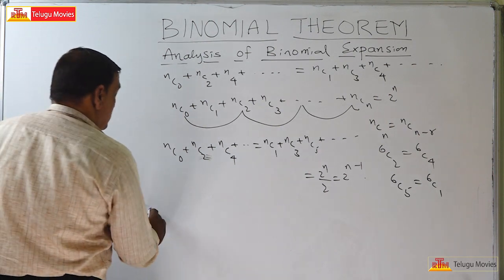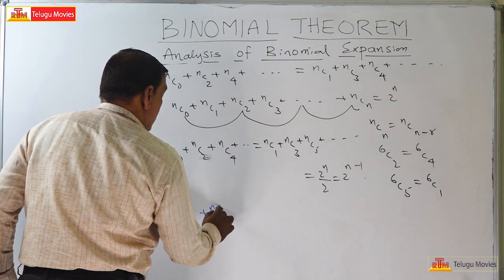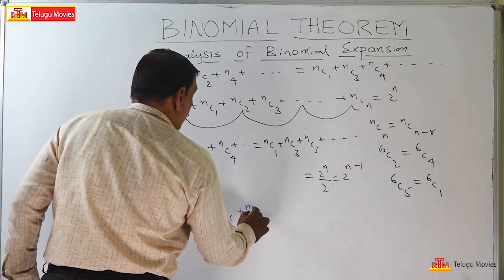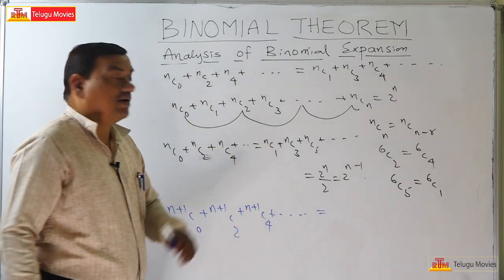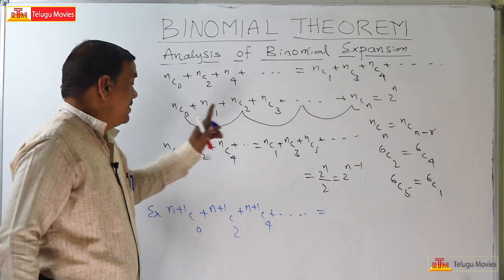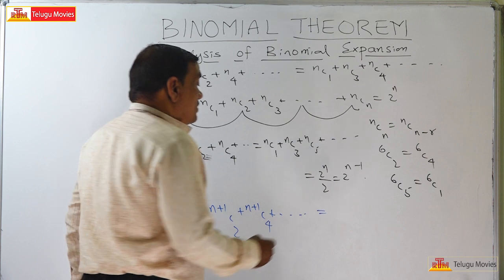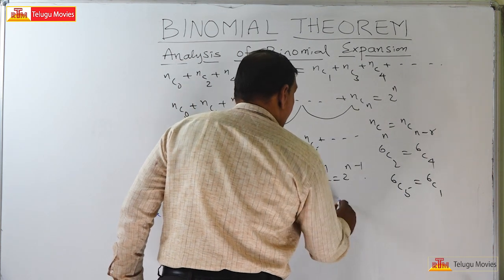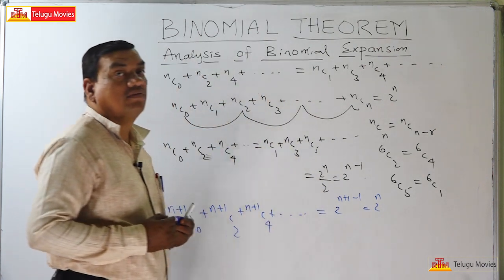For example, what is the value of (n plus 1)C0 plus (n plus 1)C2 plus (n plus 1)C4 and so on? What is this sum here? Here in place of n simply substitute n plus 1. That is equal to 2 to the power of n plus 1 minus 1, which is nothing but 2 to the power of n.